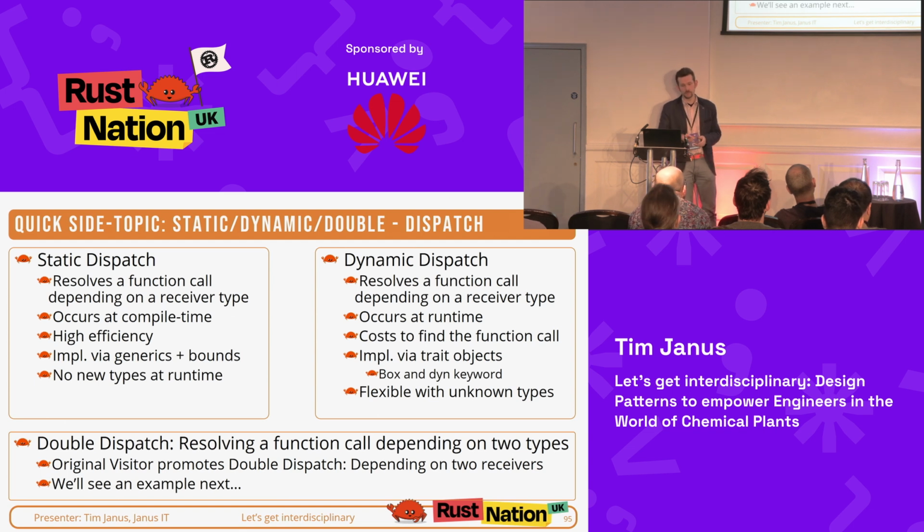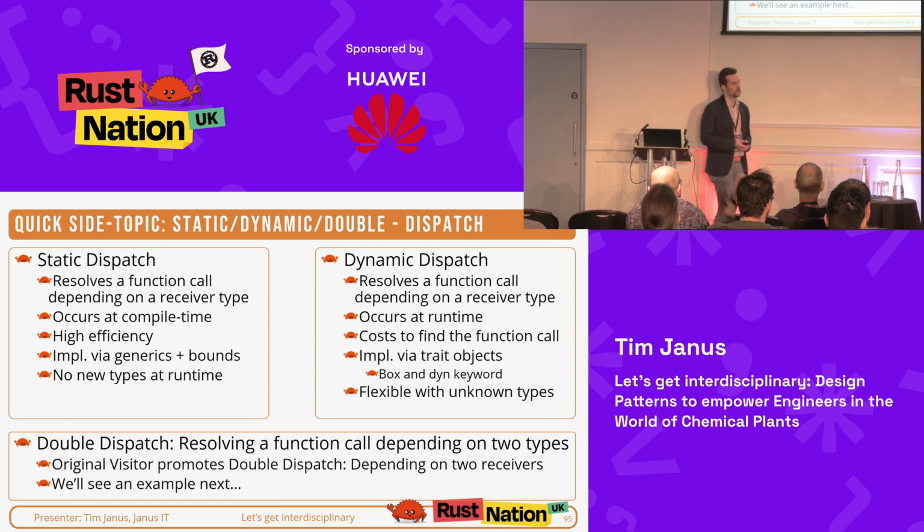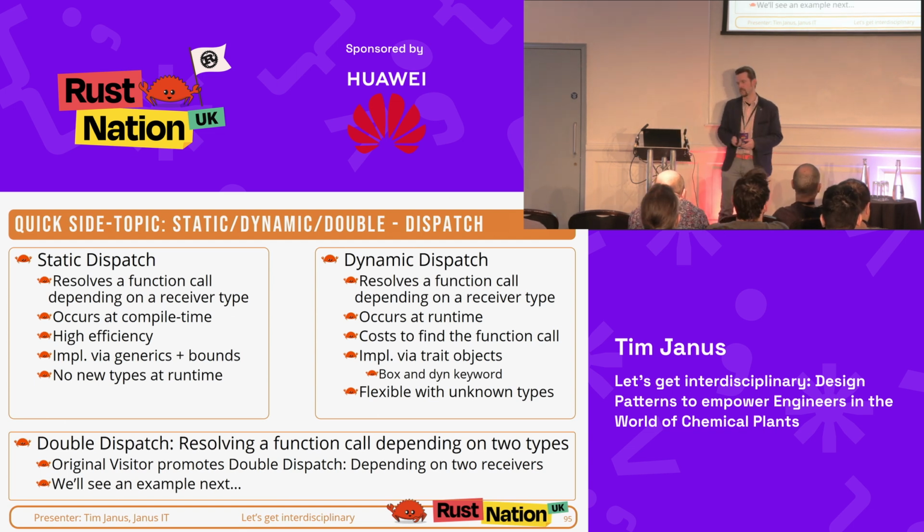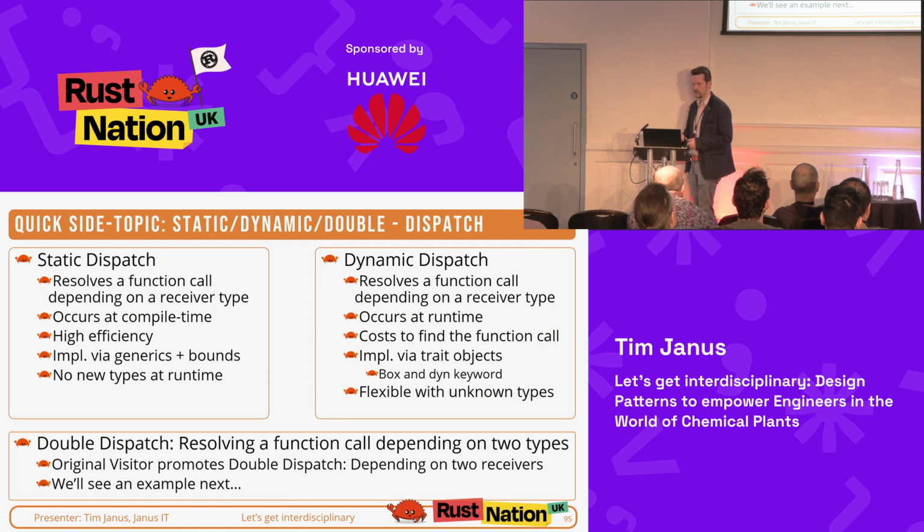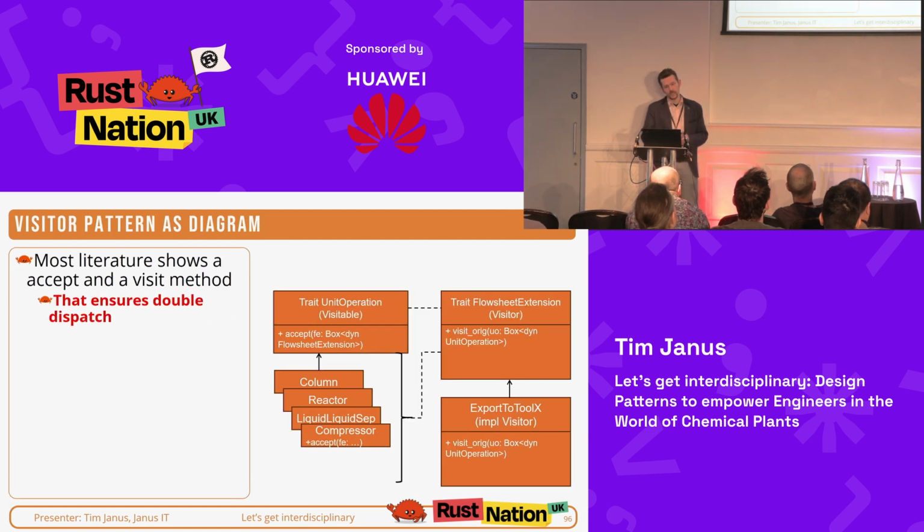And double dispatch, well, that's what the visitor pattern is doing, and I think it's easier to explain with a diagram. That is what is actually shown in most of the early literature, this kind of diagram. So on the left-hand side, you have a unit operation, which is visitable, and there's a function called accept.